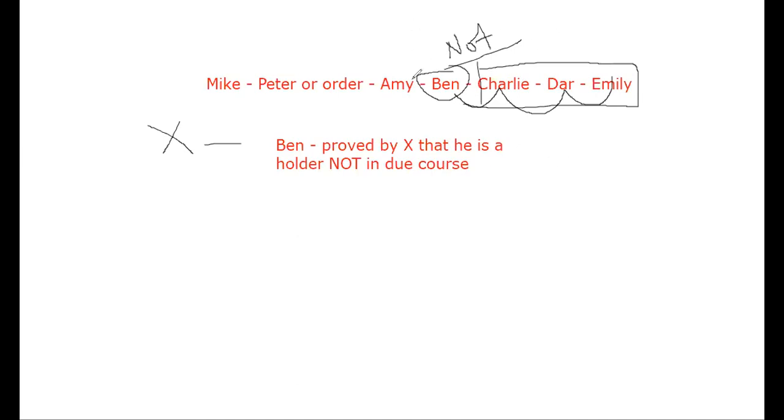Okay? It was already earlier shown that Ben is a holder not in due course before he negotiated that instrument to Charlie, Darren, Emily. That's the reason why Charlie, Darren, Emily, parties subsequent to Ben, holder not in due course, will no longer enjoy the presumption of being a holder in due course. If they want to be considered and treated as a holder in due course, they should now adduce evidence that they were able to meet the requirements under Section 52, the requirements of being a holder in due course.